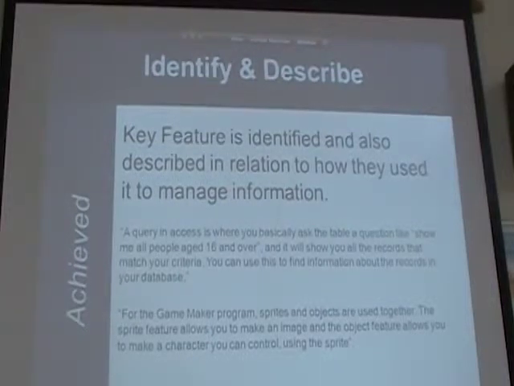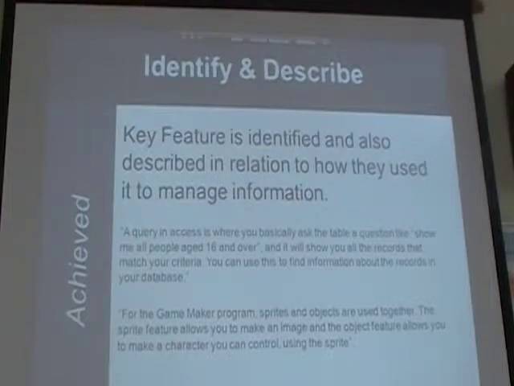So query and access is where you basically ask the table a question like, show me all the people age 16 and over, and it will show you all the records that match your criteria. You can use this to find information about the records in your database. So do you see where they've identified a key feature, a query, and they've described what it does.